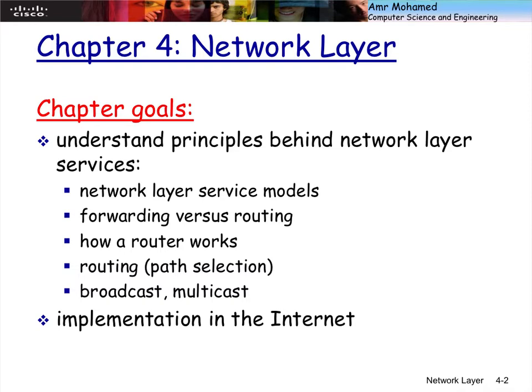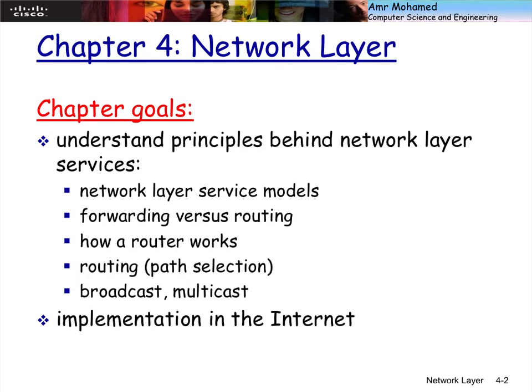So we'll talk about network layer services and service models. We'll talk about forwarding versus routing. Basically, we'll see the difference between what routing is and what packet forwarding is. These two are simple, and we should have discussed this in Network 1, so we'll go quickly through these things. So these are not new.